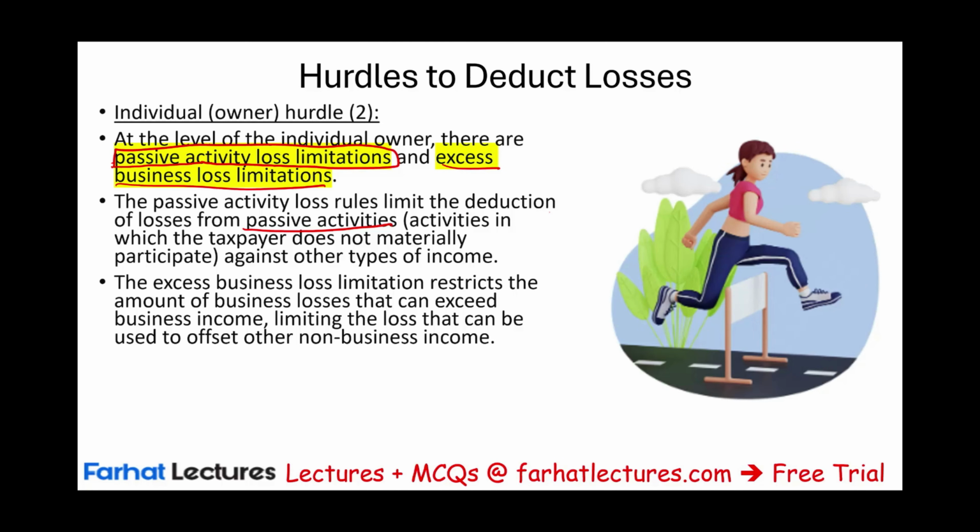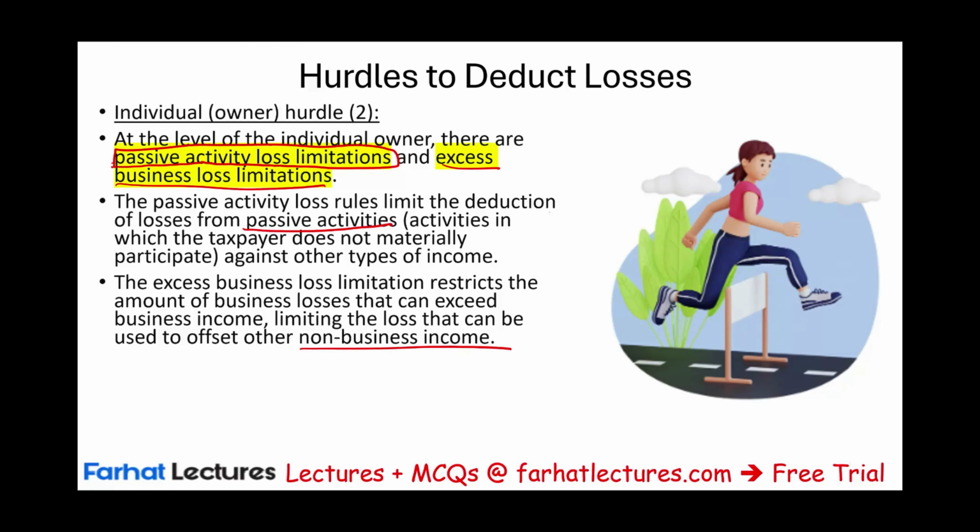And the excess business loss limitation, simply the government says you are allowed up to a point, then above that point you can no longer deduct losses. So it restricts the amount of business losses that can exceed business income, limiting the loss that can be used to offset other non-business income. Up to a point, and then they stop you.